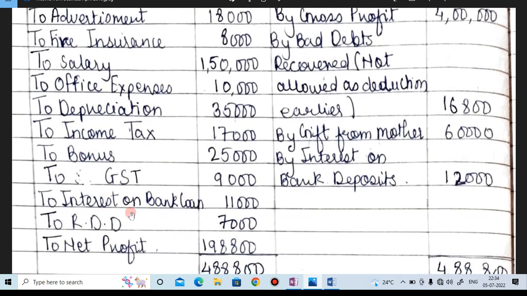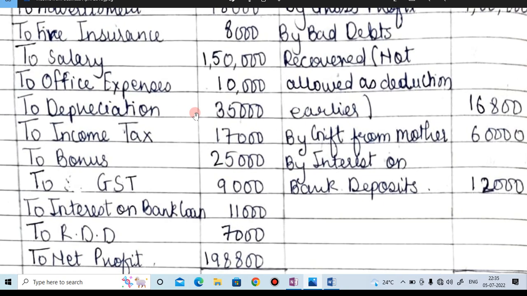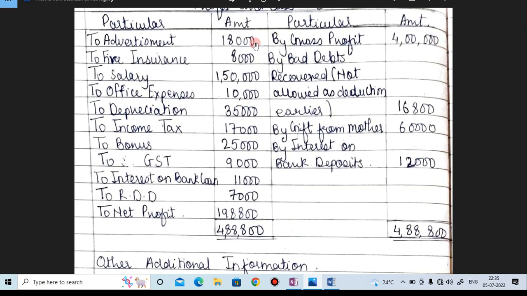9,000, interest on bank loan 11,000, then RDD. RDD means reserve for bad and doubtful debt, that is 7,000, and net profit 1,98,800. Then to the credit side, gross profit is given, that is 4 lakh rupees, by bad debts recovered.